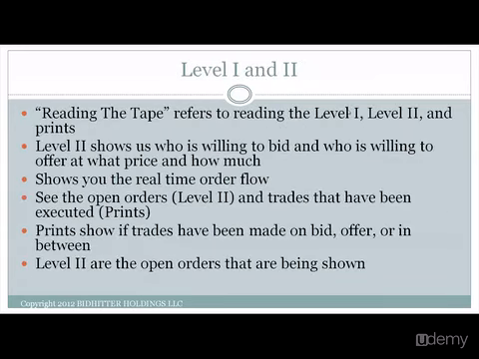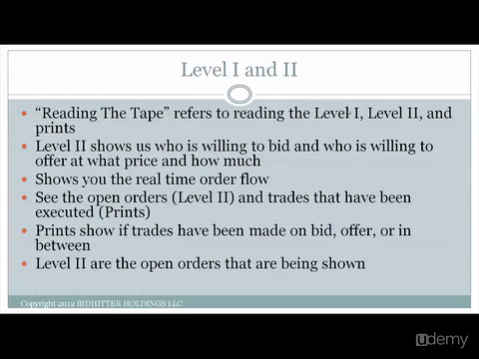Reading the tape refers to reading the level 1, level 2, and prints. This is where you're gathering your data from, and the level 1 and level 2 show you the data, and you'll be observing and analyzing the information that the tape, level 1, level 2, and prints generate for you. The level 2 shows us who is willing to bid and who is willing to offer, at what price, and how much share size, and also what exchange. It shows you real-time order flow.